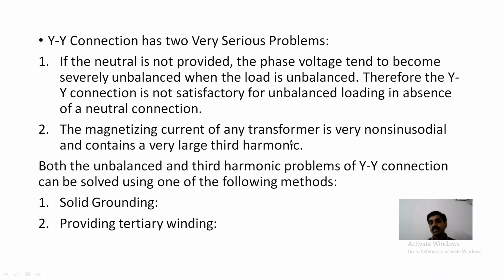Magnetizing current of any transformer is very non-sinusoidal and contains a very large third harmonic. Whereas in the delta-delta, the third harmonic is circulated within it, therefore in the line, the third harmonic won't reflect. But here, that will be there. Both unbalanced and third harmonic problems of star-star connection can be solved by using one of the following methods. What are those? Solid grounding, that is connecting the neutral to ground directly, or providing tertiary winding in the transformer.